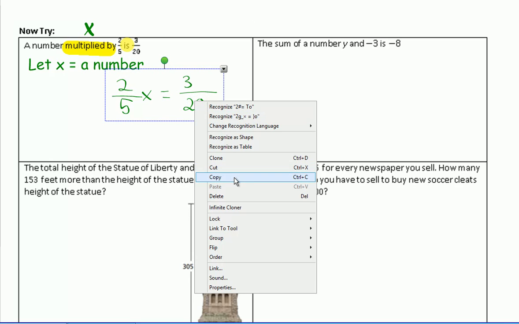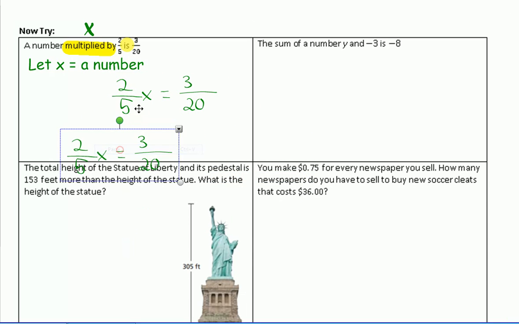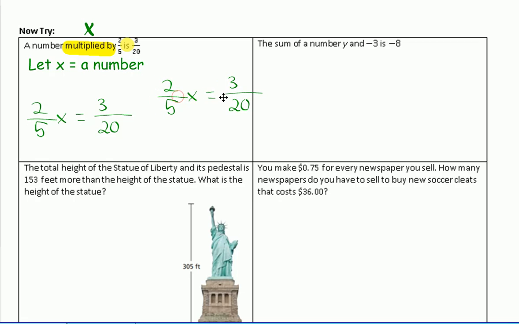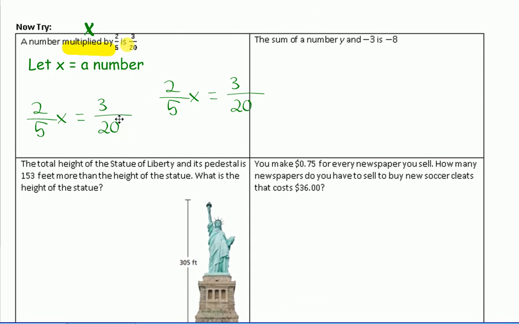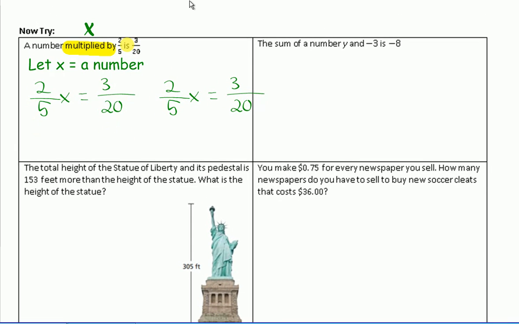Actually, I'm going to copy and then paste so you guys can see the two different ways I'm going to do this one. So I could do it by dividing. I would have to divide by 2/5 on both sides, which just makes it look very complex, right? This very complex fraction. But we've done it before, and it's not that bad. 3 over 20 divided by 2 over 5. It's a little crazy, but it's not too bad.